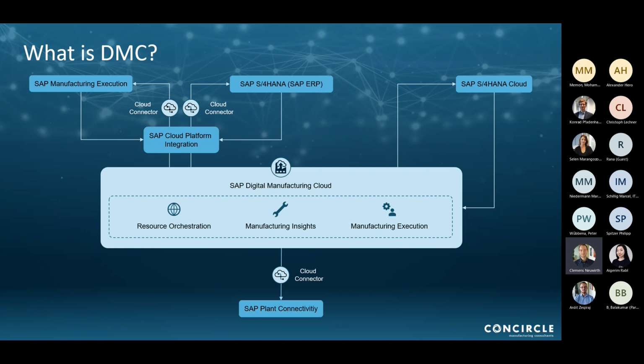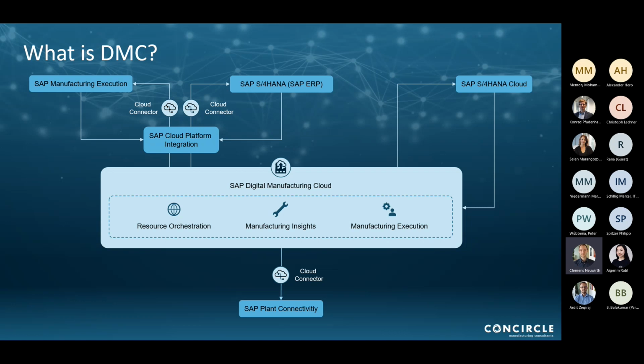The DMC can be integrated with different SAP business systems like the SAP ERP, the S/4HANA, the S/4HANA Cloud, but also with manufacturing execution, manufacturing intelligence and integration, and, as part of the machine connectivity, with SAP Plant Connectivity. SAP DMC has integrated planning, execution, and reporting functions, which can be divided into DMC Resource Orchestration, DMC Manufacturing Insights, and Manufacturing Execution.